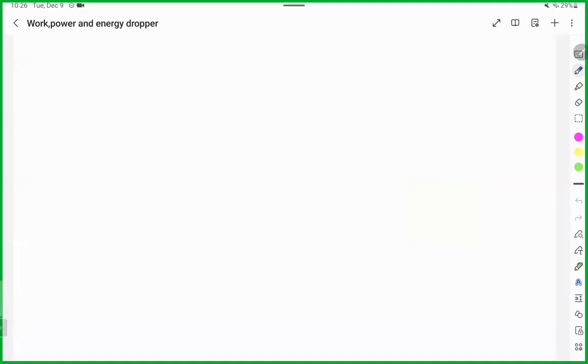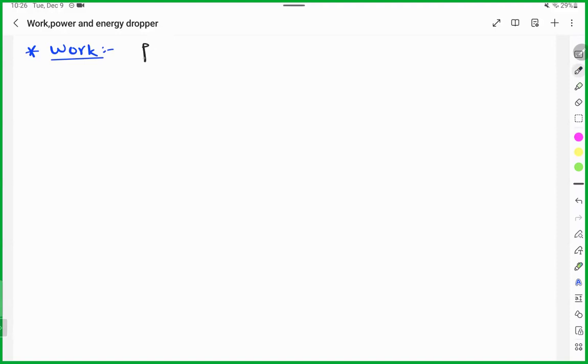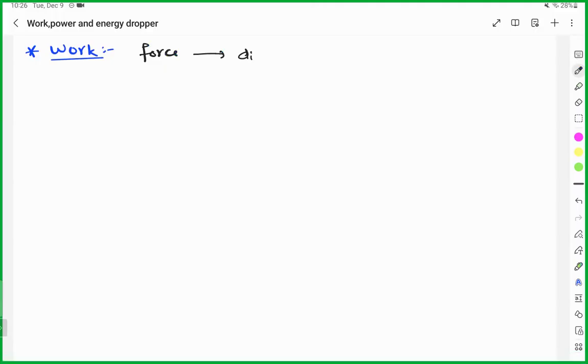So let's start work, power, energy. And whenever there is a discussion about work, power, energy, we discuss about work. One of the basic things. Jordan, what is work? Basically, when force is applied and there is a displacement or any reaction is formed, that is called work.